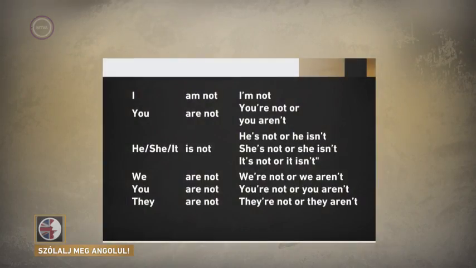I am not, or I'm not. You are not, you're not, or you aren't. He, she, it is not. He's, she's, it's not, or he, she, it isn't. We are not, we're not, or we aren't. You are not, you're not, or you aren't. And they are not, they're not, or they aren't.